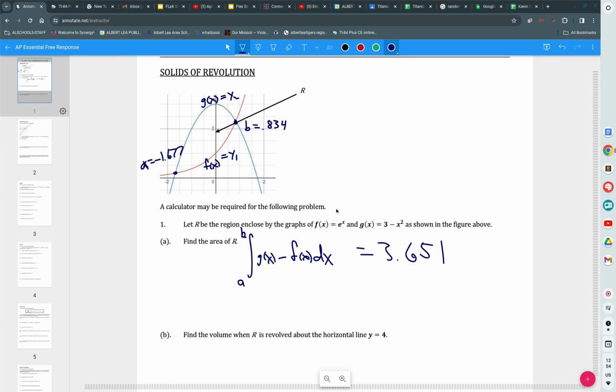In this type of problem on the AP exam, you'd be given 1 point, as well as on your test that you take in this class, 1 point for the correct bounds, 1 point for the correct g of x minus f of x, and 1 point for the correct result. We good? Okay. Find the volume when R is revolved about the horizontal line y is equal to 4.